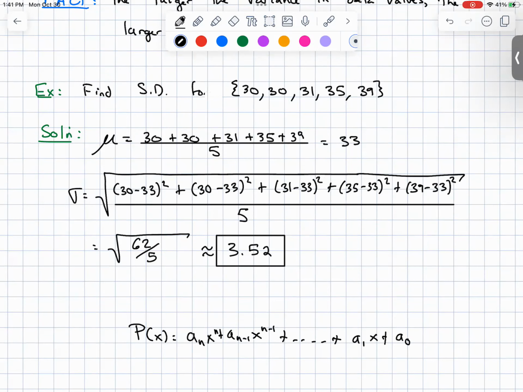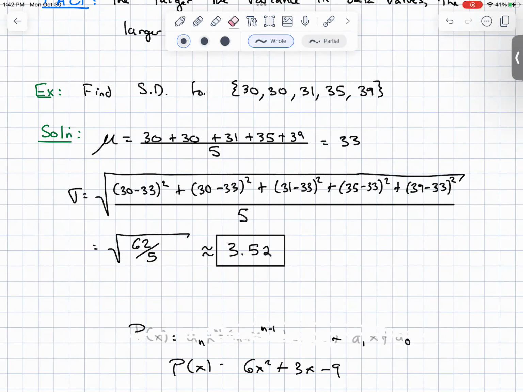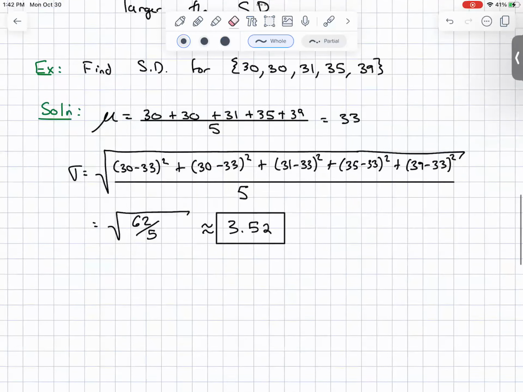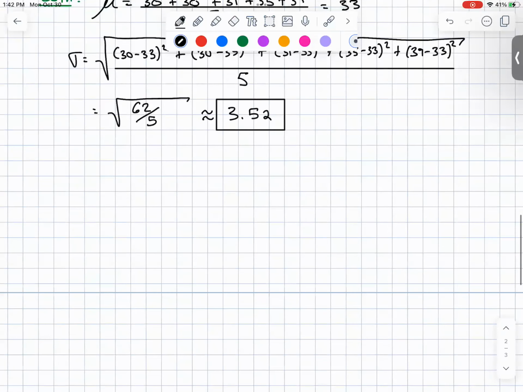It looks really complicated to students at first, but it's just meant to be a generic polynomial. Most of the time we see something like 6x squared plus 3x minus 9, but that's how we write it if we have to write a general polynomial. It's just a common thing that mathematicians do, and the more you study mathematics, the more comfortable you get with that notation. Mathematics is a different language at times. The universal language. So that's how you calculate standard deviation.